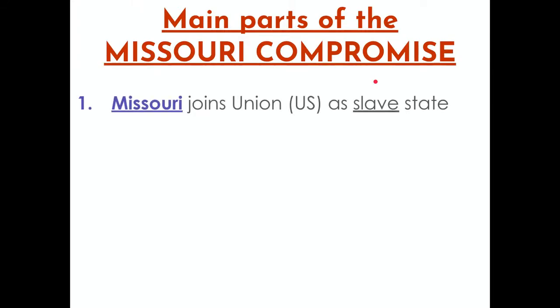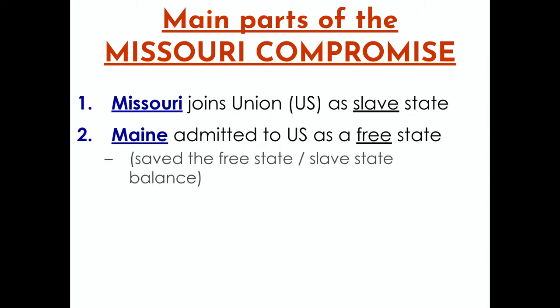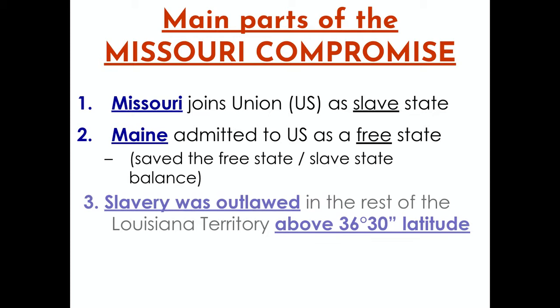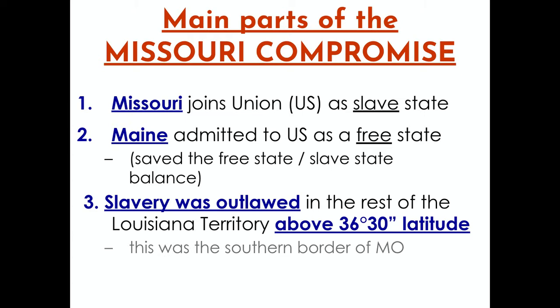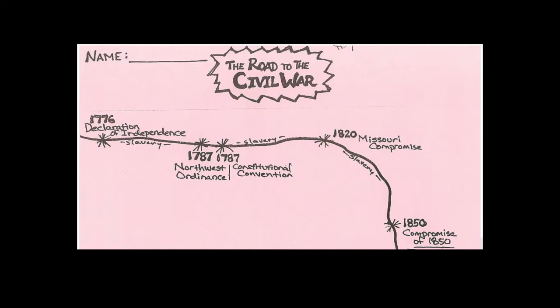We are on this timeline. As you know, in part 1, we covered up to and including the Missouri Compromise. Remember, Missouri Compromise is when Missouri joined the Union as a slave state. They broke Maine off of Massachusetts to create another free state to keep that balance. Slavery going forward was outlawed in all territories north of the 36°30' latitude line, which is known as the Missouri Compromise line. That's the southern border of Missouri. That's the Missouri Compromise. That was last time.